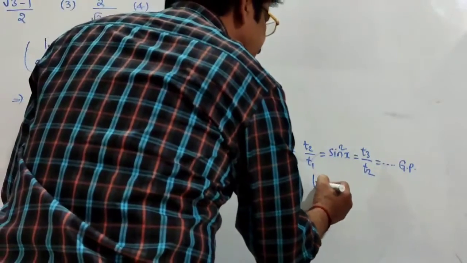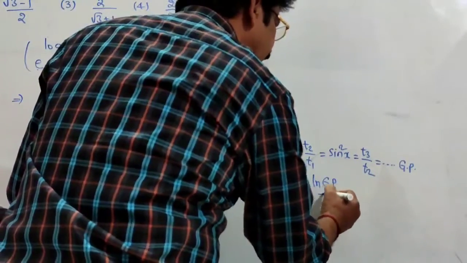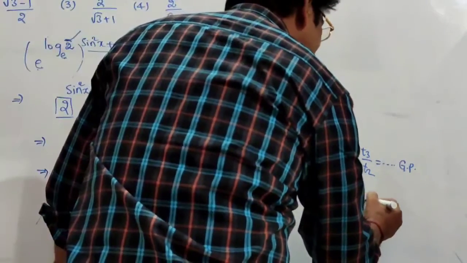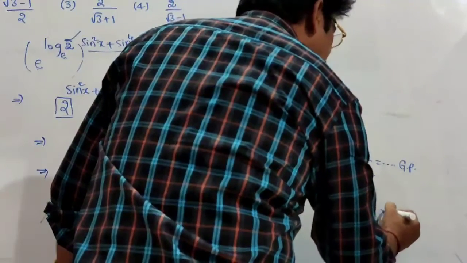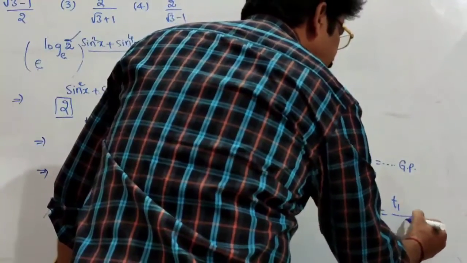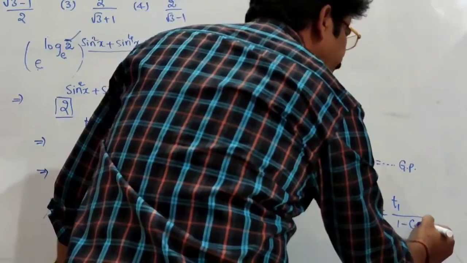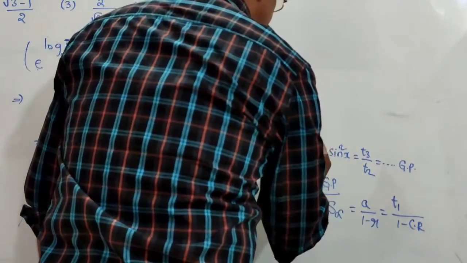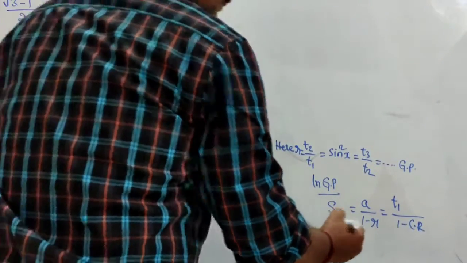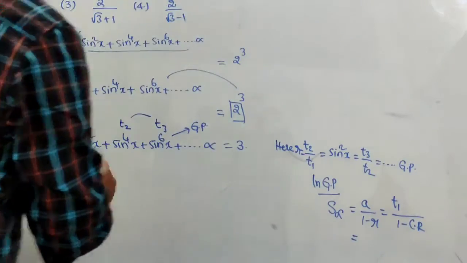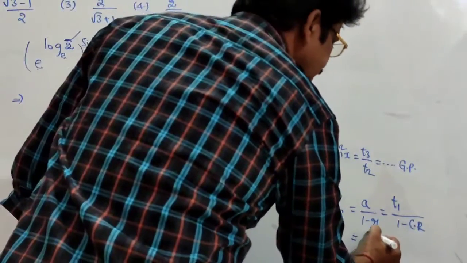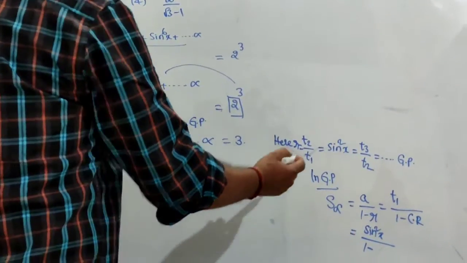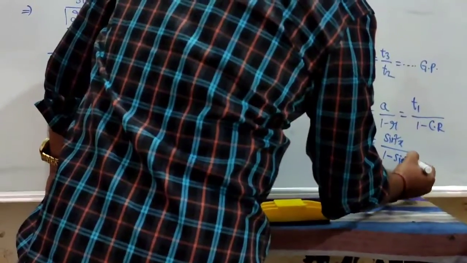In a geometric progression, the sum of infinite terms, S infinity, has the formula equal to a by 1 minus r. A means the first term, and r means the common ratio. This is called small r. So that is equal to t1, which is sin square x, divided by 1 minus the common ratio, which is sin square x.